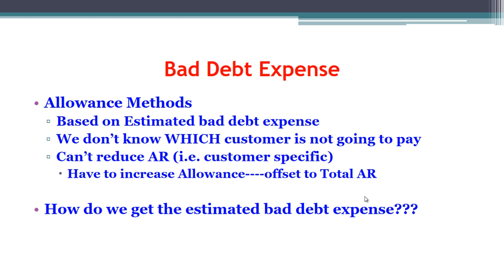Now, the allowance method, any allowance method we use, is based on estimates. We don't know which customer's not going to pay. Therefore, as I said earlier, we can't reduce a specific customer's account until we find out that they aren't going to pay. So we increase that allowance, which offsets the accounts receivables in total. So notice in the last few slides, we didn't have any amounts there. We just had X's. We were just looking at the debits and credits specifically. However, eventually we have to figure out what is the estimated bad debt expense that we're trying to record.